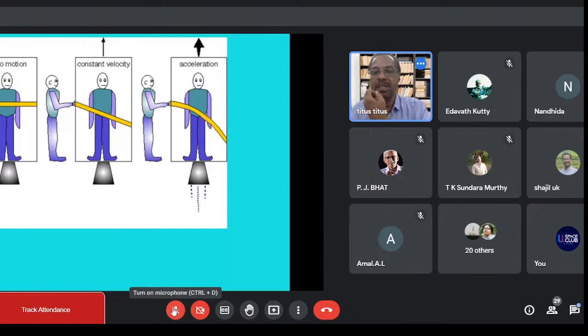Then what is it? It is the curvature produced on the space-time by the presence of matter or energy.